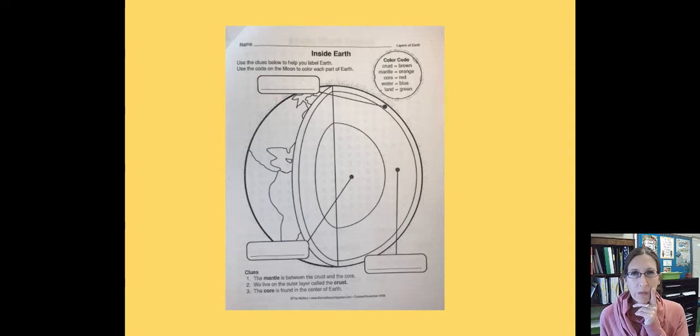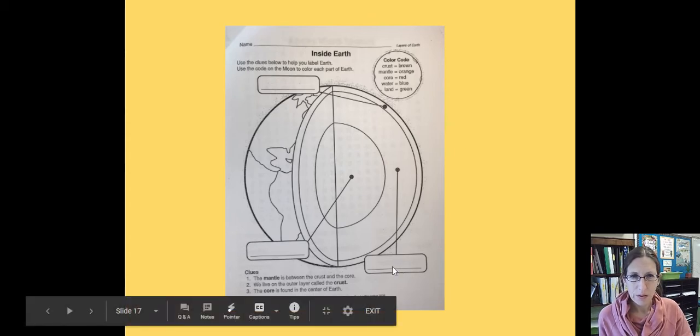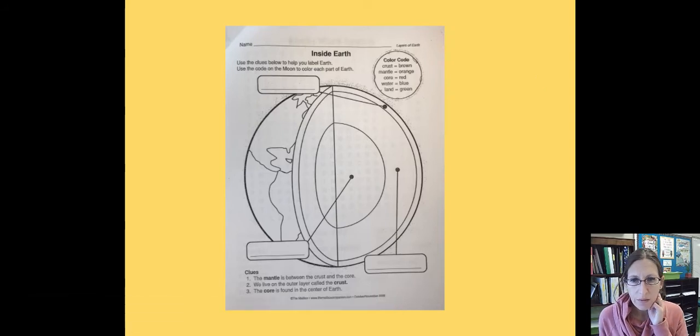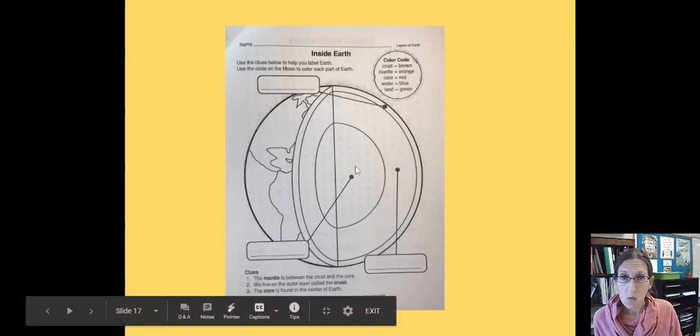Where's the mantle in this picture? Between the crust and the core. I'm thinking it's this one. Is this the mantle? Number 2 says we live on the outer layer called the crust. Where's the crust? Yeah, there it is. This one is the crust. And clue number 3 says the core is found at the center of Earth. Yeah, right here is the core.